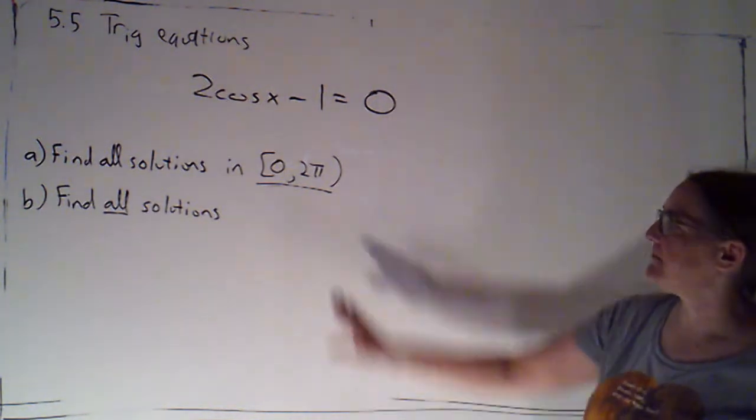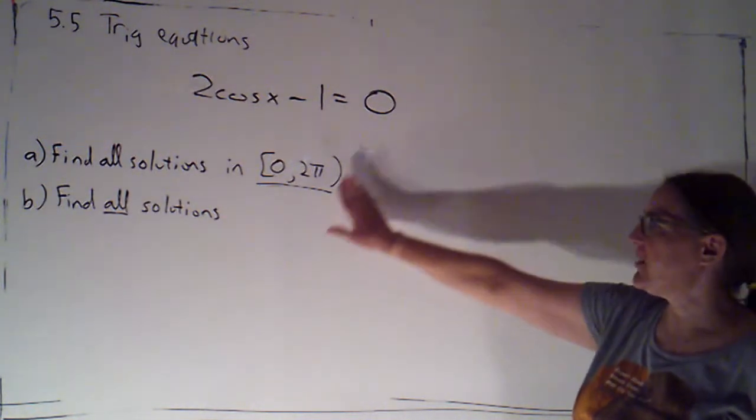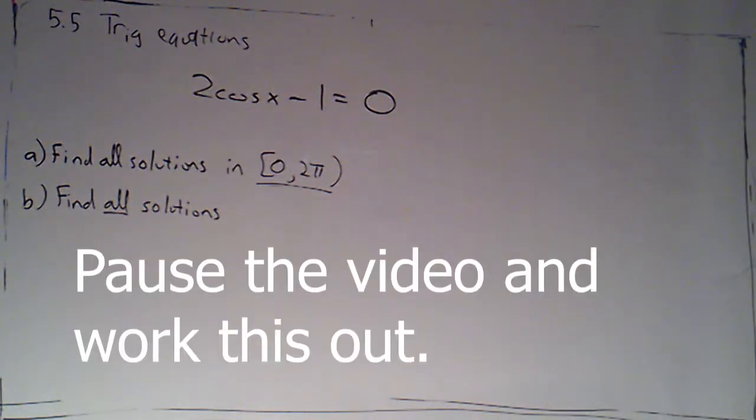Same directions as last time. Find all solutions in the interval from 0 to 2 pi, and then find all solutions. So go ahead and pause the video and give that one a shot.